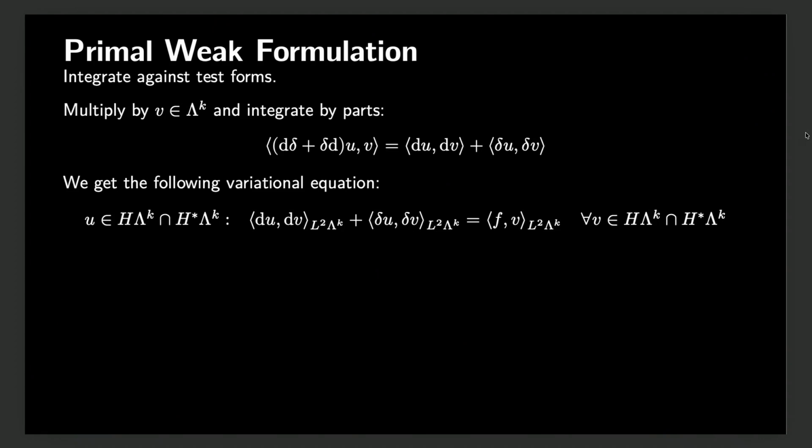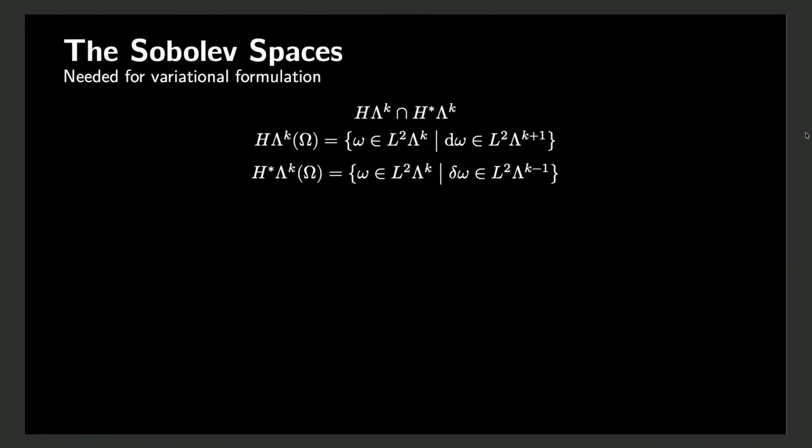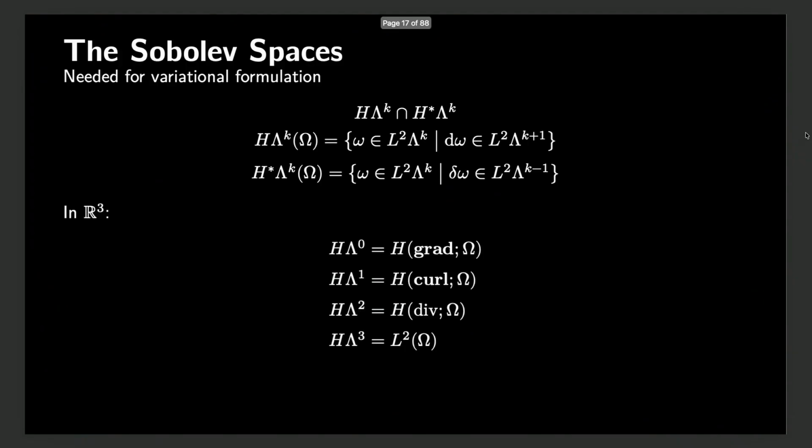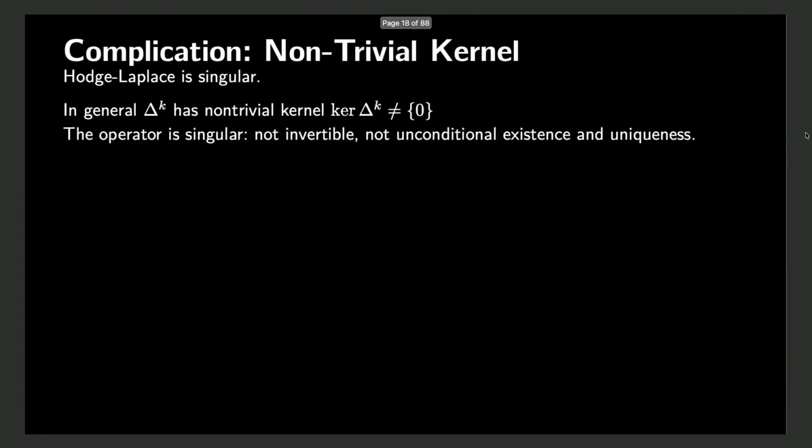involving some Sobolev spaces. And the Sobolev spaces we have here are a Sobolev space which has the exterior derivative square integrable and one that has the co-differential square integrable. This is because both of them appear in the formulation. In R3, for instance, we can look at the one for the exterior derivative. This just gives rise to the various spaces along the de Rham complex, H grad, H curl, H div, and L2.